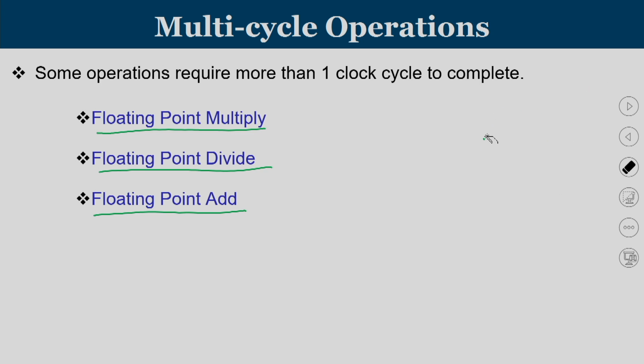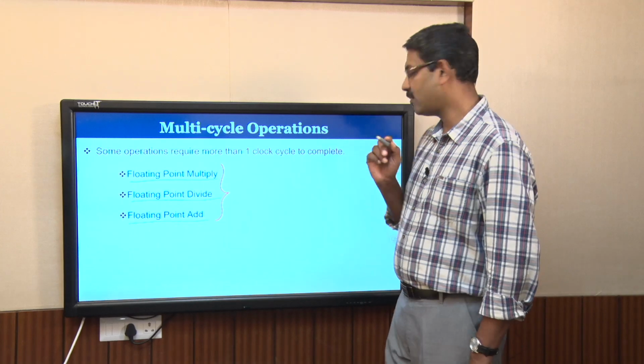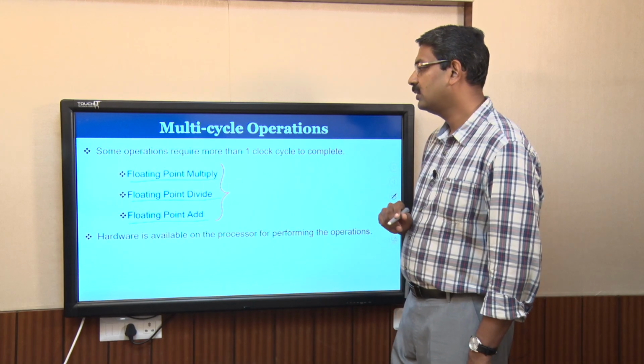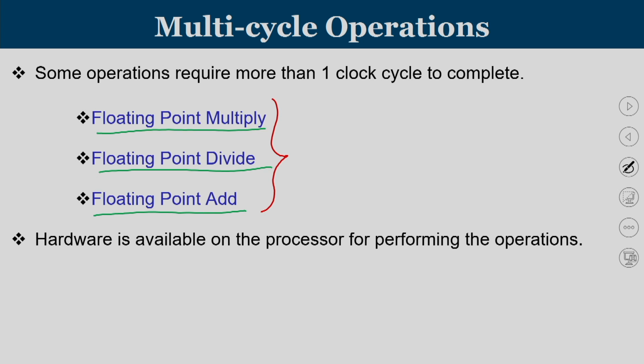So, to carry out such complex heavy operations, it may not always be possible in a single clock cycle. So, these operations will take more than one clock cycle, and we will see about this pipeline structure. Special hardware is available inside the processor for performing the specialized tasks of floating point multiplication, floating point division, and floating point addition or subtraction.